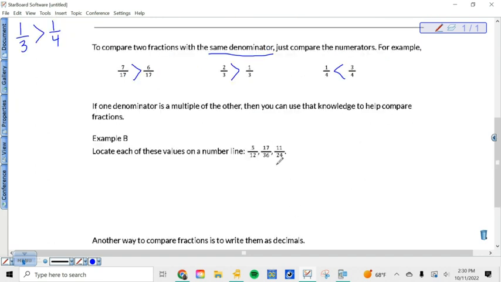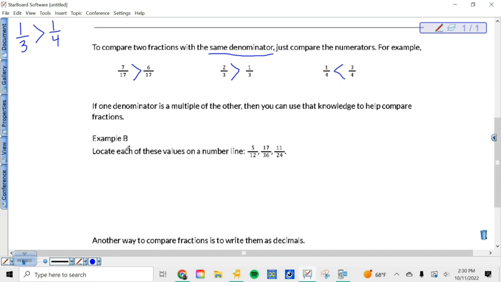5/12, 7/36, 11/24. How are we going to figure out how to put them in order from greatest to least, or least to greatest? Maybe from highest, like bottom number to the lowest. Is that going to work though? From least to greatest.